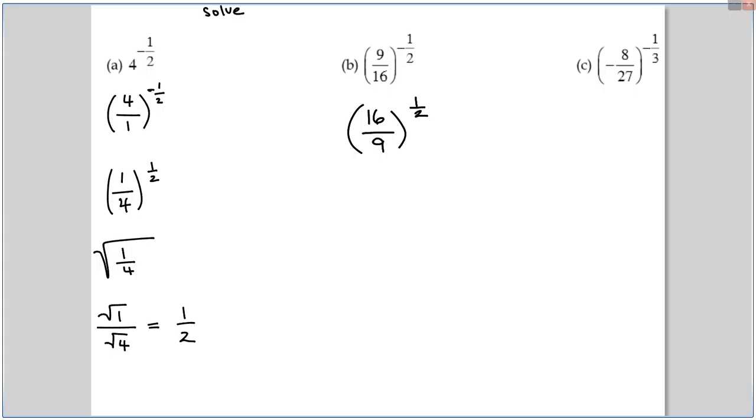Okay, there it is, 16 over 9 to the power 1/2. All right. So finish this off, guys. What does power 1/2 mean? Square root. What's the square root of 9 and square root of 16? Do them separately.